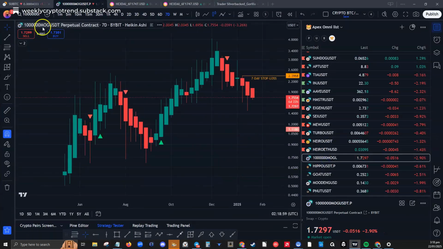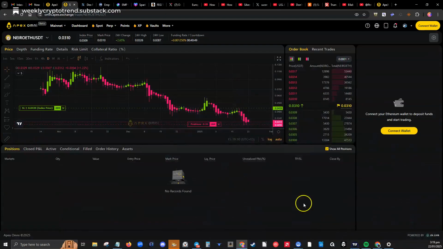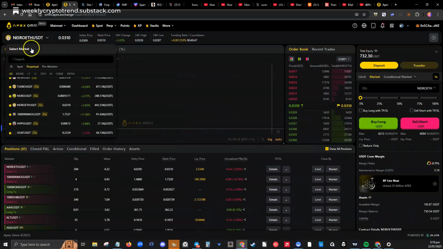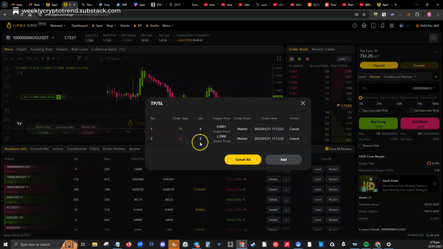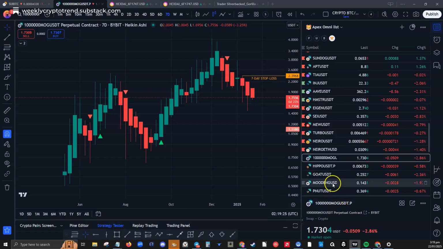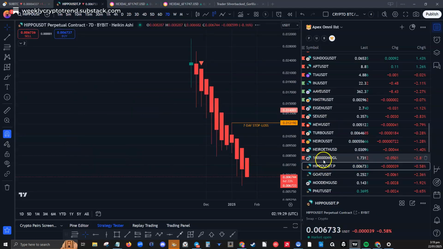1 million Mog. So no need to move the stop loss there. That's a current short. Current short, $2.39 should be the stop. Let's bring that up. Current stop loss is $2.39. Yeah, that's right. So that's the current short. Hippo is a short. There's no need to move the stop. It should be 0.012.